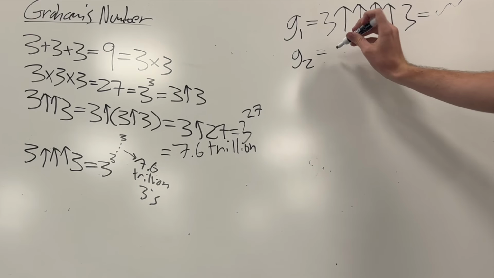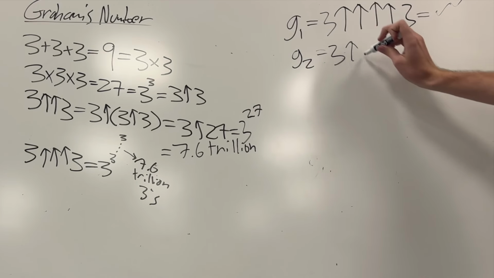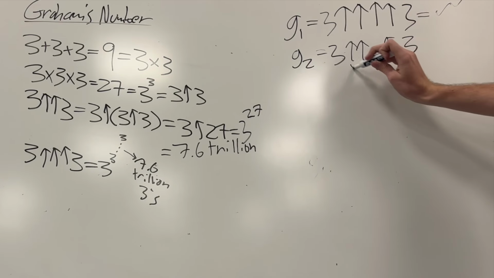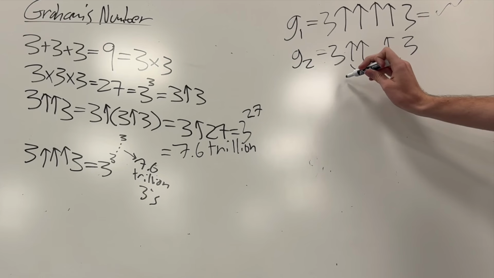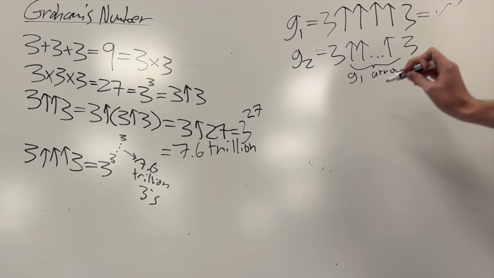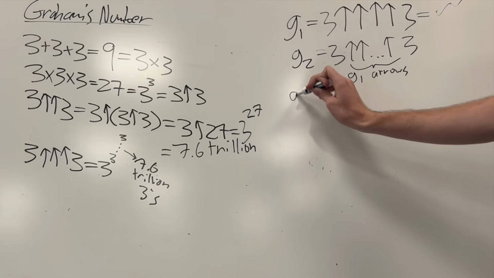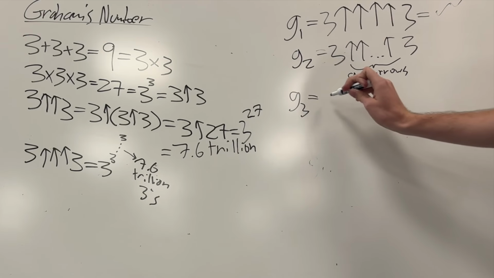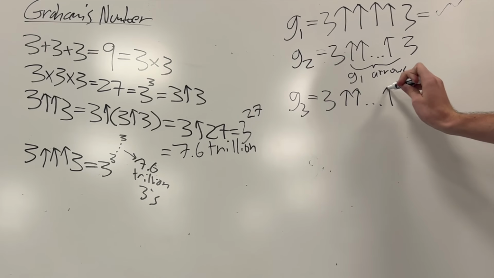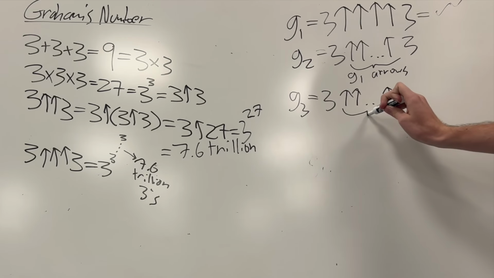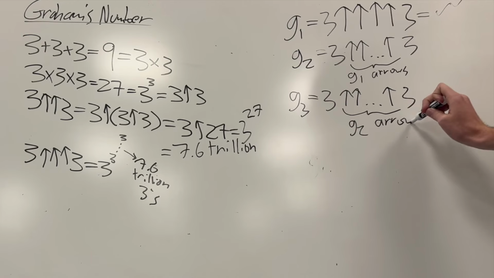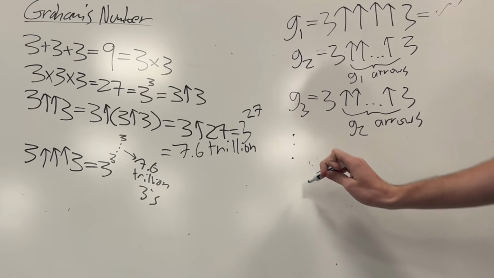Next, we're going to define G2, which is 3 arrow, arrow, and then many, many arrows, and then 3. And the amount of arrows in between is equal to G1. We have G1 arrows in this number. So this is inconceivably more large than the last one. And we can keep doing this. So we can say G3 is 3 arrow, arrow, dot, dot, dot, arrow, 3, and give it G2 arrows. So even larger. These are not numbers that you can conceive in any way.